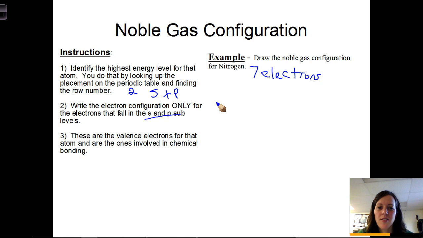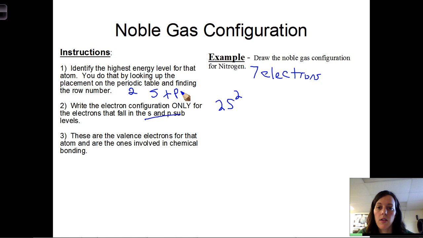So our second energy level for nitrogen, the first sublevel we come to as we read our periodic table, we're going to read it like a book, if you will, from left to right. The first sublevel is s. So the 2s sublevel can fit 2 electrons.